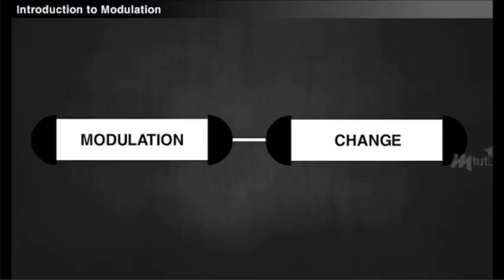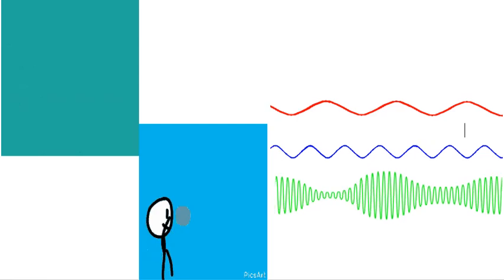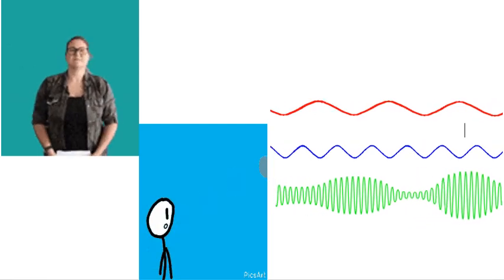communication system. The important process used in communication system is modulation, which literally means a change. So modulation means a change. Let us now look at an analogy to understand the need for modulation.